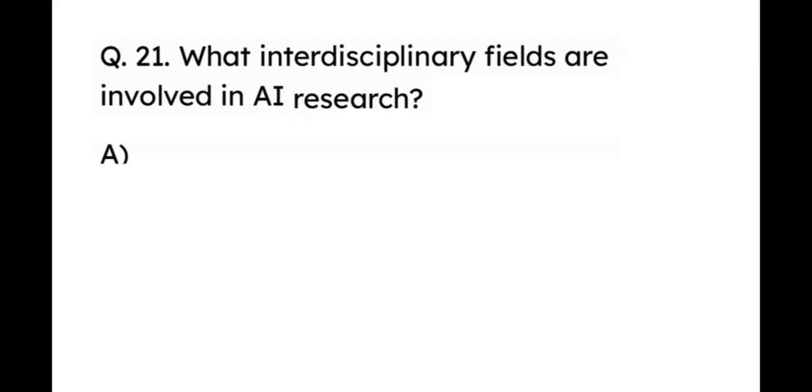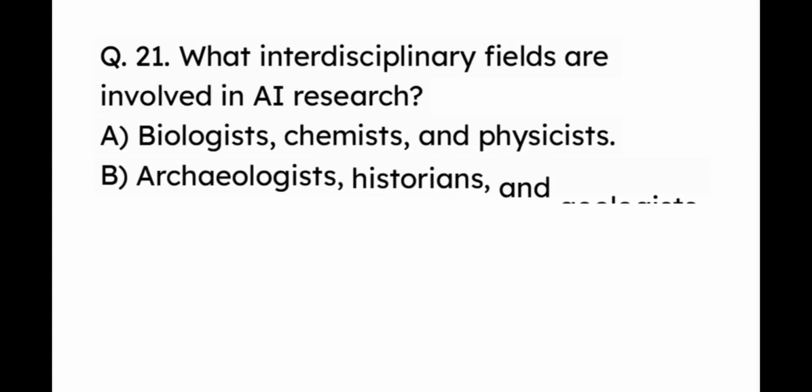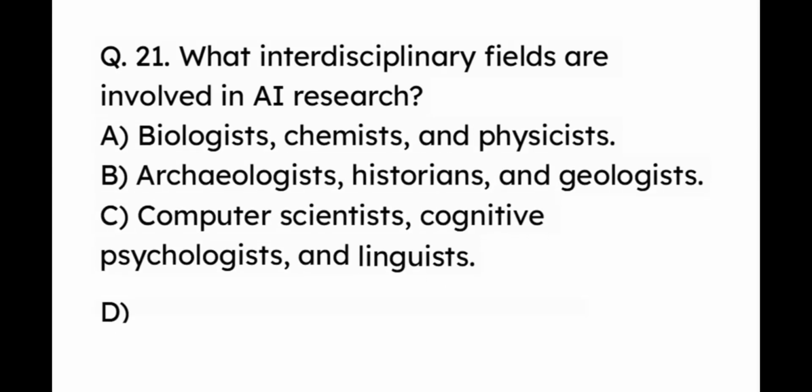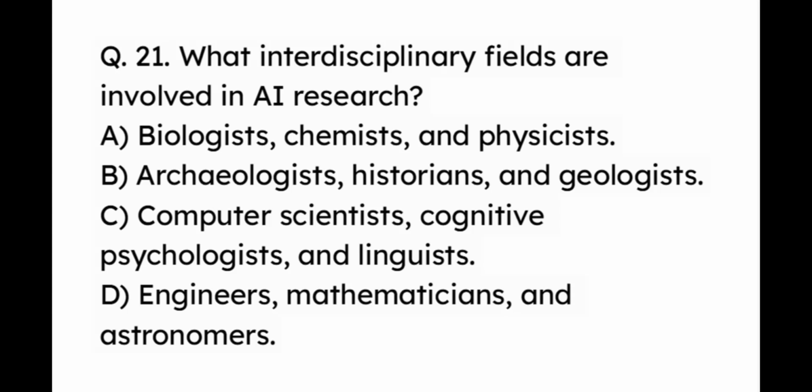Q21. What interdisciplinary fields are involved in AI research? A. Biologists, chemists, and physicists. B. Archaeologists, historians, and geologists. C. Computer scientists, cognitive psychologists, and linguists. D. Engineers, mathematicians, and astronomers.